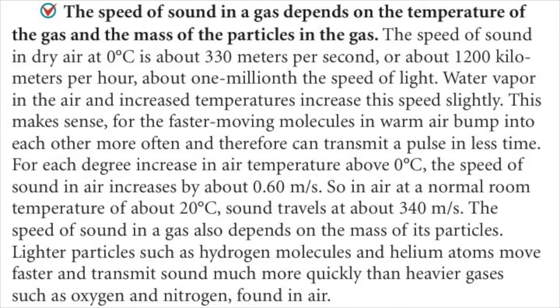For each degree increase in air temperature above 0 degrees Celsius, the speed of sound in air increases by about 0.6 meters per second. So in air at a normal room temperature of about 20 degrees Celsius, sound travels about 340 meters per second. The speed of sound in a gas also depends on the mass of its particles. Lighter particles such as hydrogen molecules and helium atoms move faster and transmit sound much more quickly than heavier gases such as oxygen and nitrogen found in air.